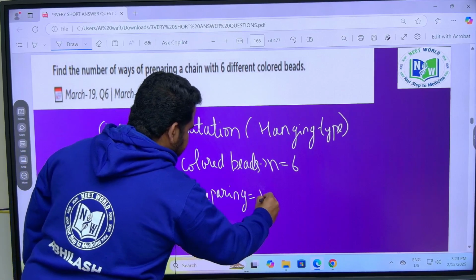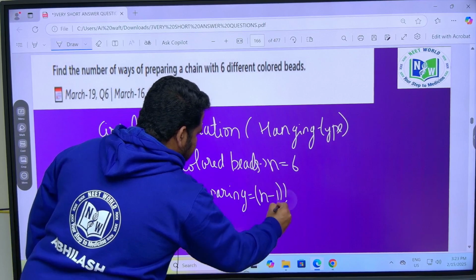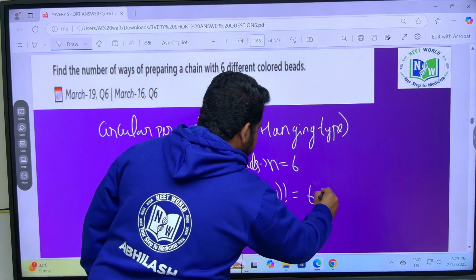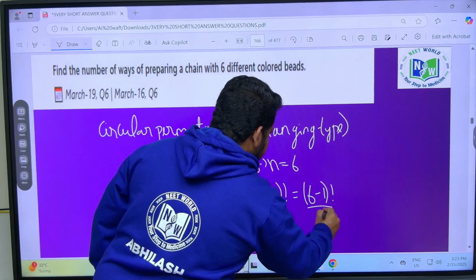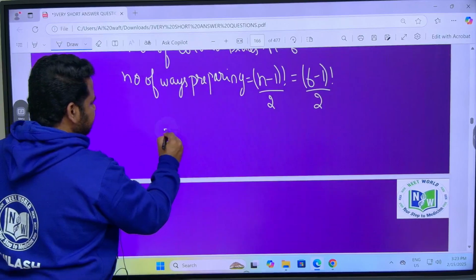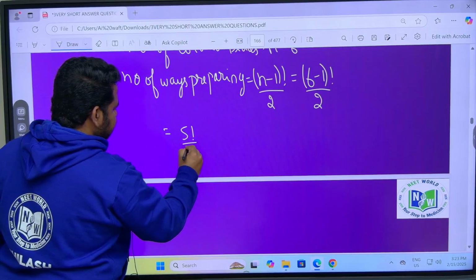It will be equal to n minus 1 factorial divided by 2. So that will be equal to what, friends? That is 6 minus 1 factorial divided by 2. So 6 minus 1 factorial is 5 factorial divided by 2.